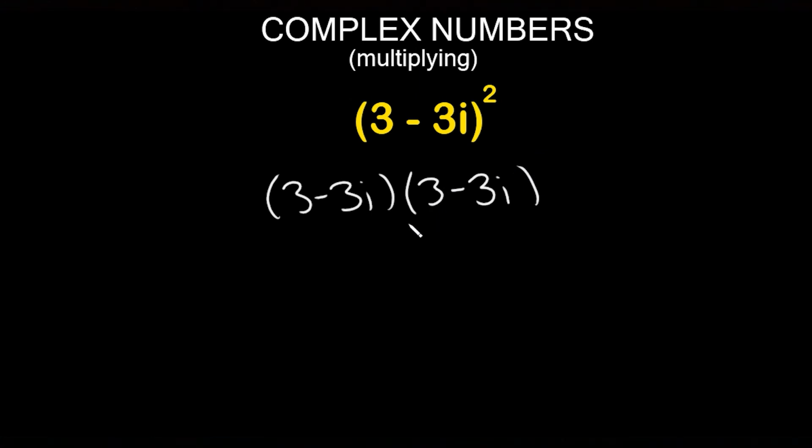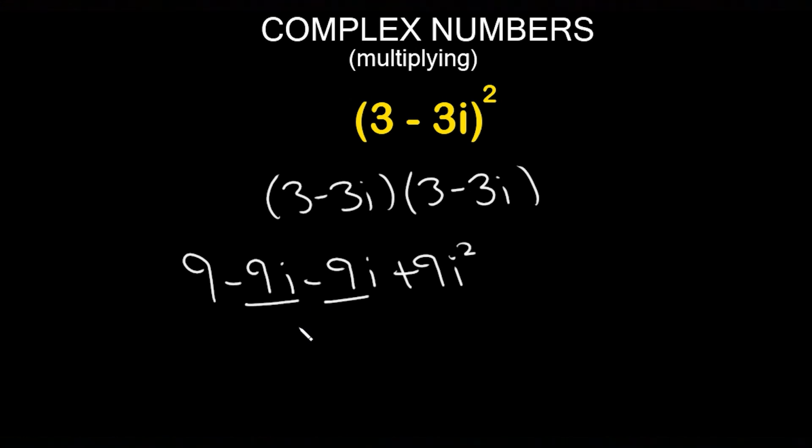Now, again, we're going to do FOIL. So doing first, I do 3 times 3, I get 9. Doing outside, I get -9i. Doing inside, I also get -9i. And then finally, doing last, I get positive 9i squared. So combining like terms, I have them here and here. I get 9 and then minus 18i. And then plus 9i squared.